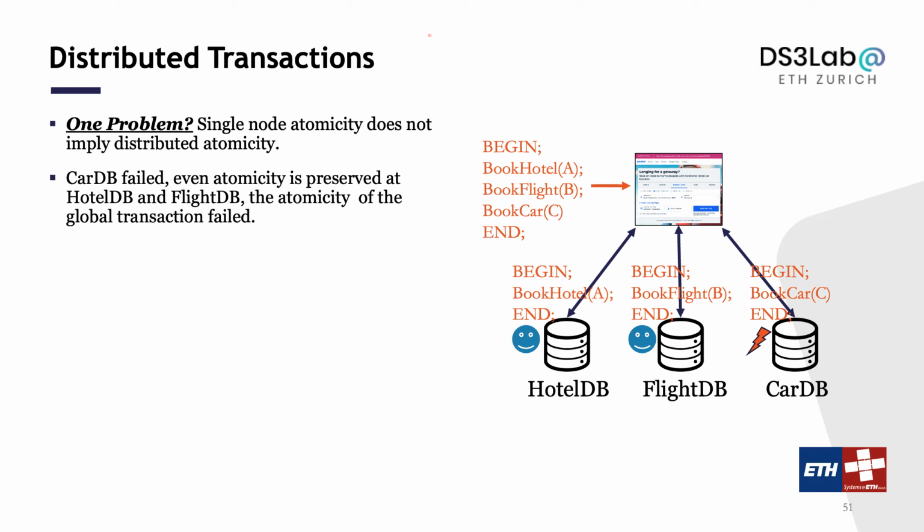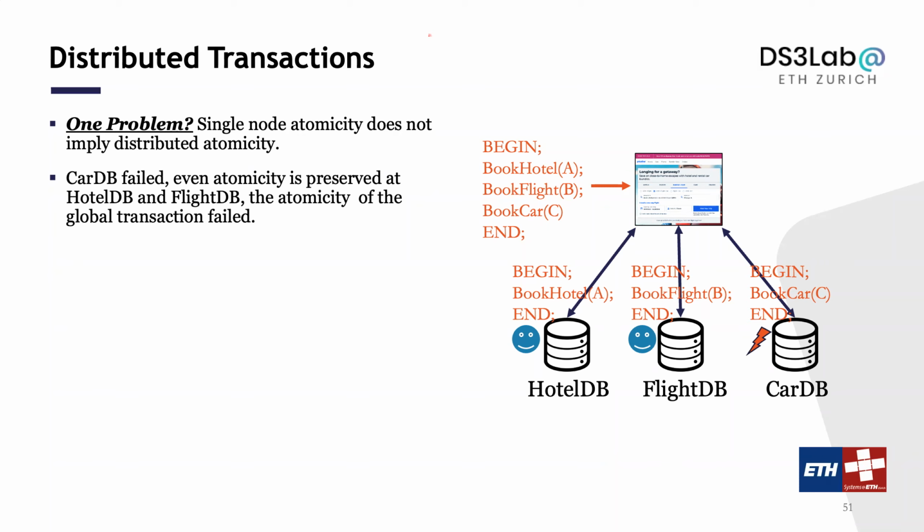So assuming the car database fails, right? Even though for each of the databases you have atomicity, you actually do not have atomicity for the large transaction, right? Because your change didn't get reflected in the car database, but it's reflected in the hotel and the flight database. In terms of the large transaction where I need to book a bundle of these, it's not atomic. You only run part of this, right? So that is a fundamental challenge.